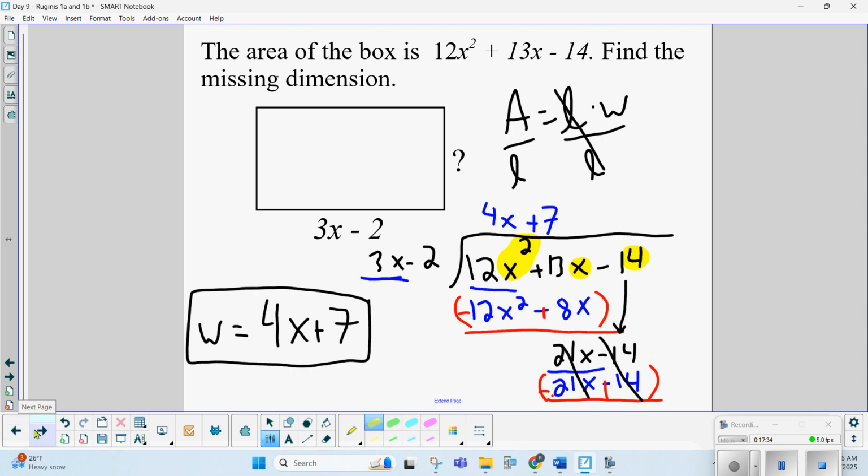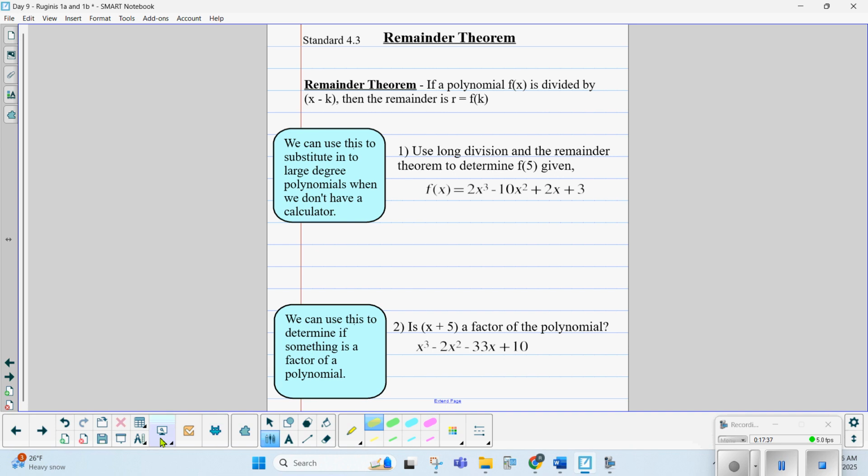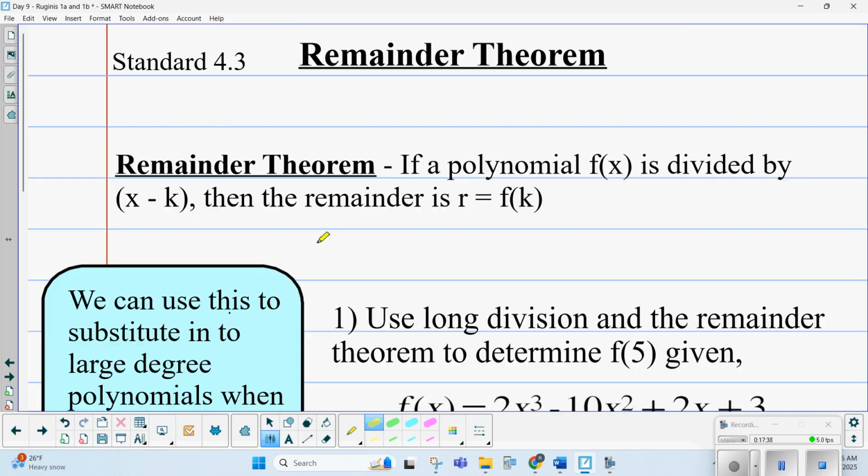So one of the other ways we can use this is with this thing called the remainder theorem. So let me make this bigger. The remainder theorem says if a polynomial f of x is divided by x minus k, then the remainder is f of k, which I know sounds really confusing, but take a minute, write that down. Pause the video, write it down, and then we'll talk about what that means.